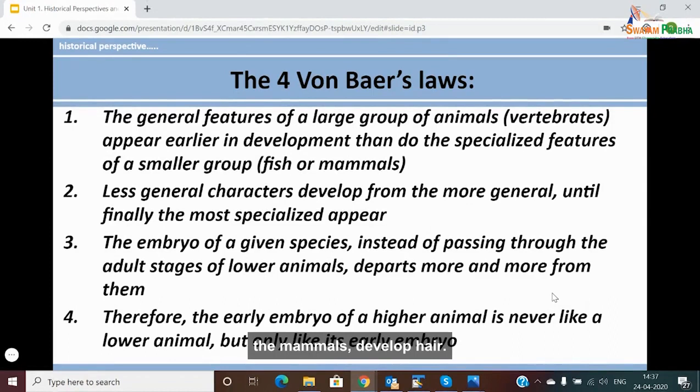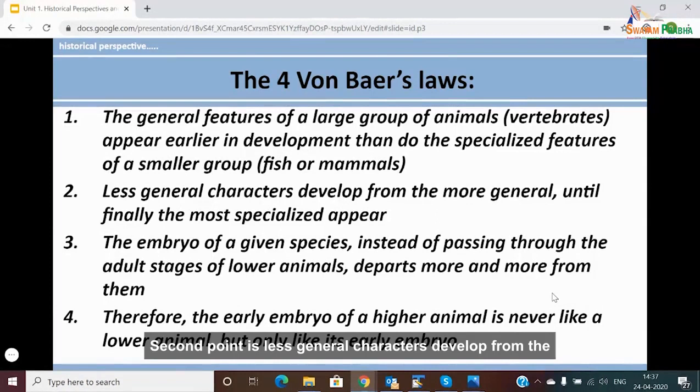Second point is, less general characters develop from the more general ones until finally the most specialized ones appear. So students, here we can say all vertebrates initially have the same type of skin, right? It's only later in development that the skin will develop fish scales, reptilian scales, bird feathers and the hair, claws and nails in mammals.